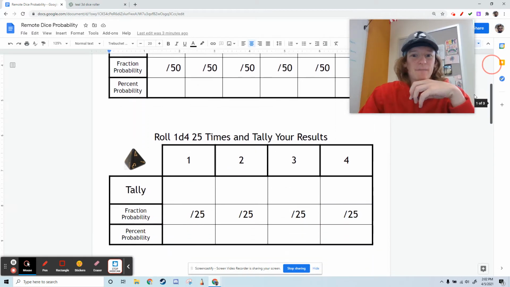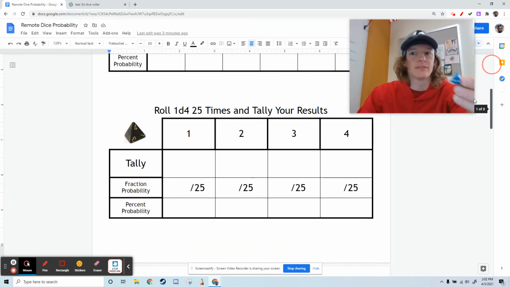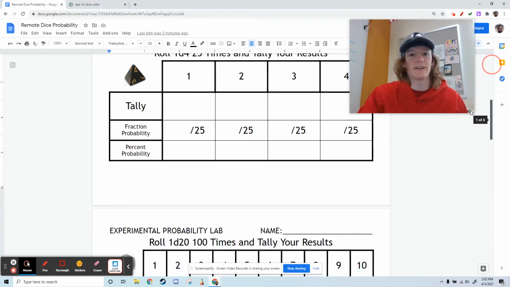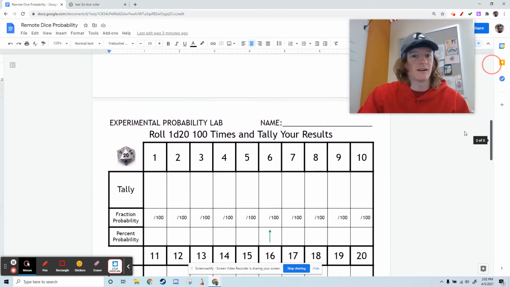For the second table, we're going to do a 4-sided die. This one's kind of neat. If you've never seen a 4-sided die, you roll this, and whatever side is pointing up is your result. So if we rolled that, we got a 4. We're going to do that one 25 times. With fewer results, we won't need to do as many tries.